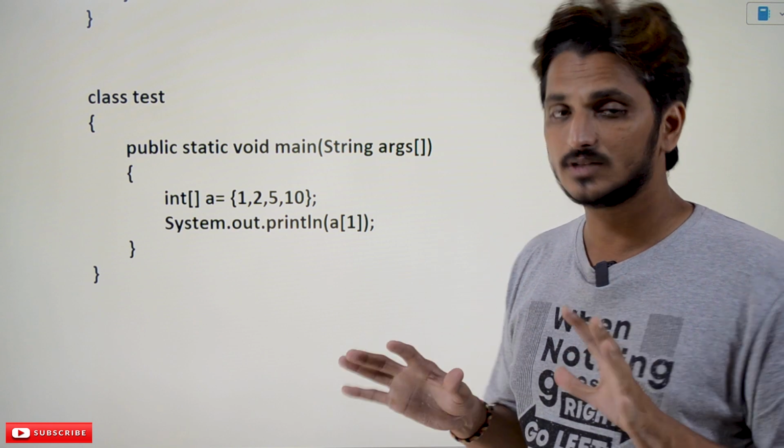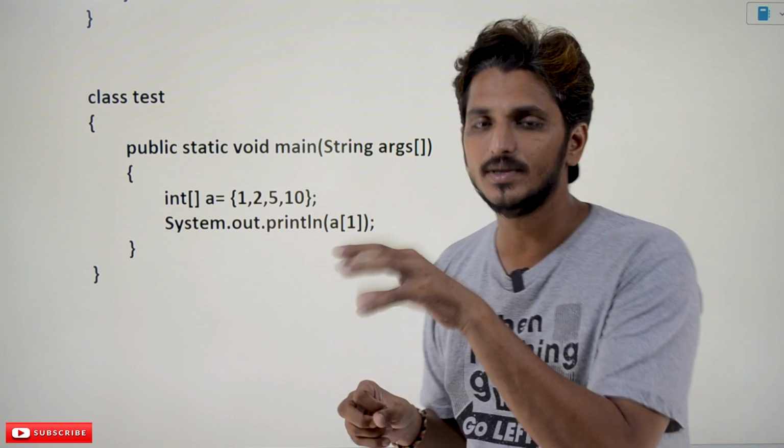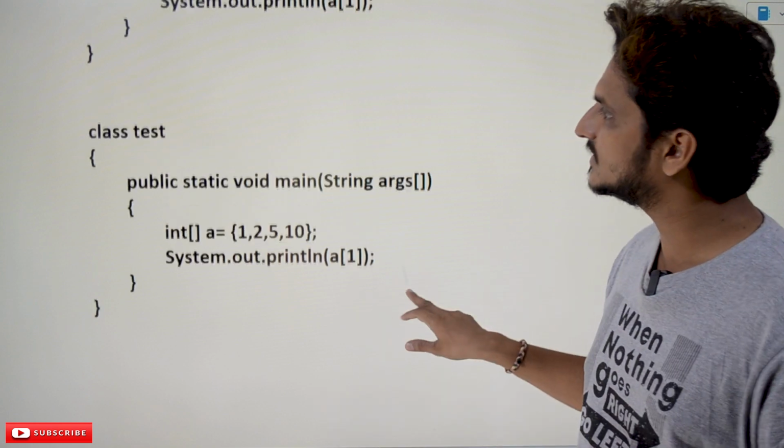So as of now, in this class we have understood only declaration and initialization, how to access the elements, and how to store elements in the array positions. Hope you understand these examples.